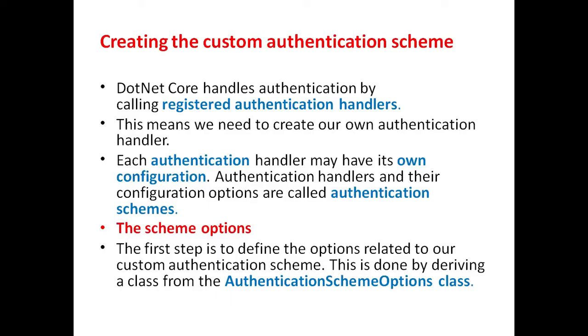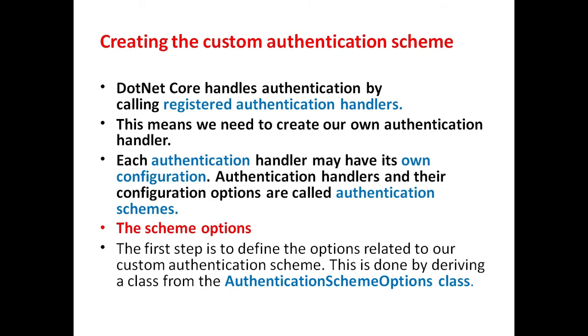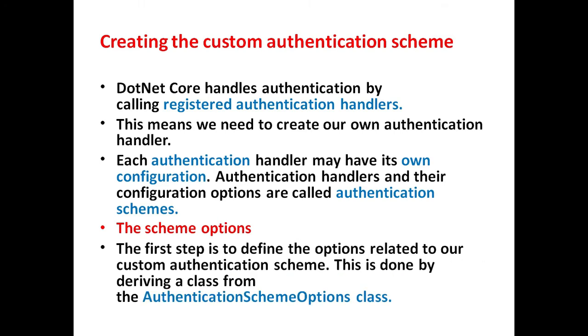To create a custom authentication scheme, .NET Core handles authentication by calling registered authentication handlers. This means we need to create our own authentication handler. Each authentication handler may have its own configuration. Authentication handlers and their configuration options are called authentication schemes. The first step is to define the options related to our custom authentication scheme. This is done by deriving a class from the AuthenticationSchemeOptions class.